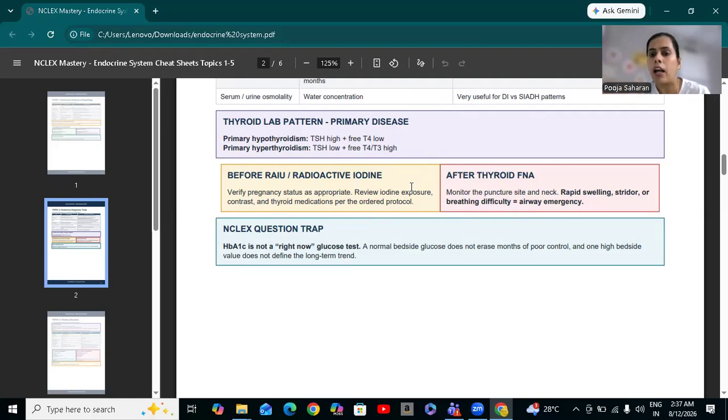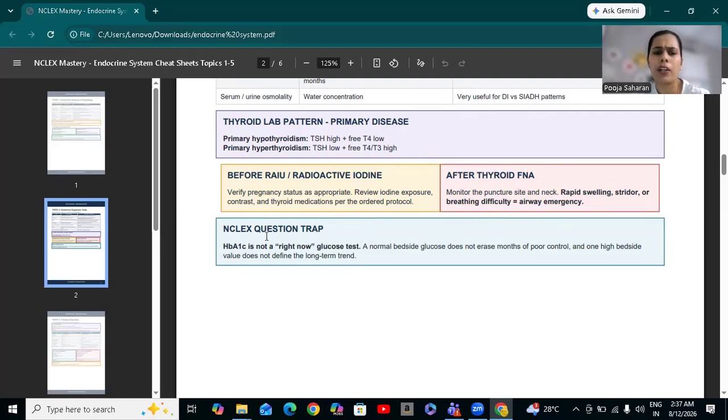Yes. See, next is fine needle aspiration. We have written over here, after thyroid fine needle aspiration, monitor the puncture site and neck: rapid swelling, stridor voice, or why we are saying stridor voice, because the larynx is there, breathing difficulty, airway emergency. This is very important from the NCLEX point of view.